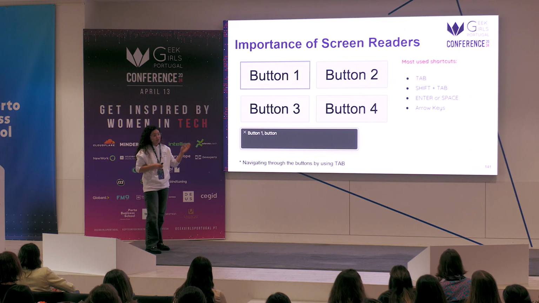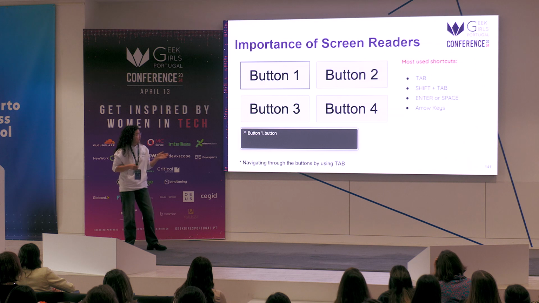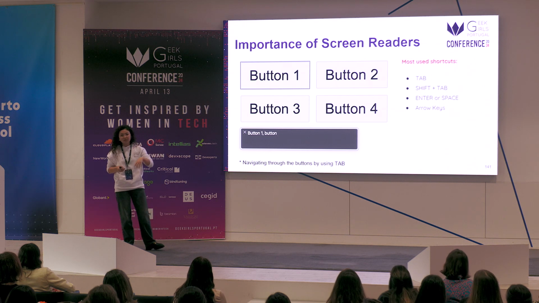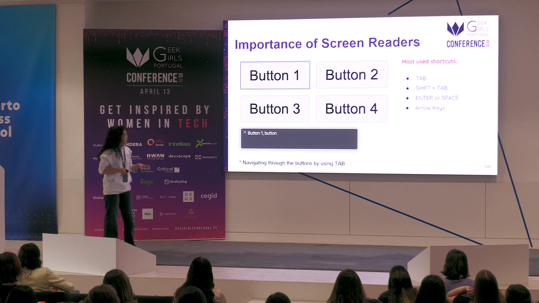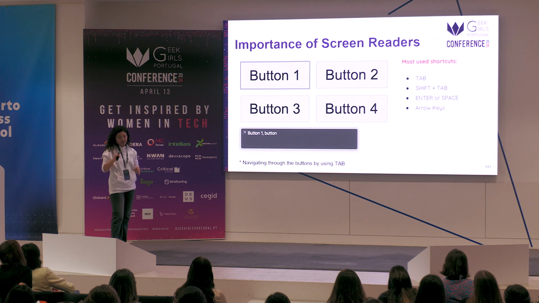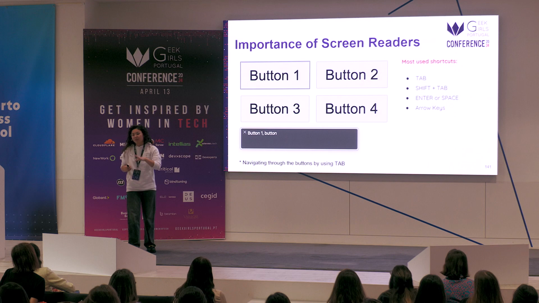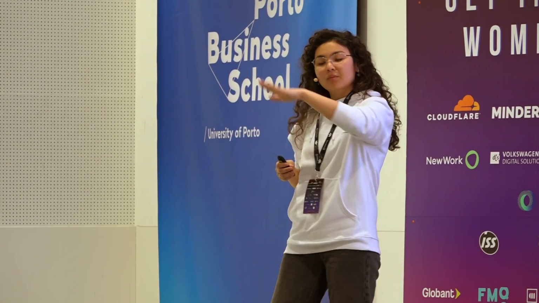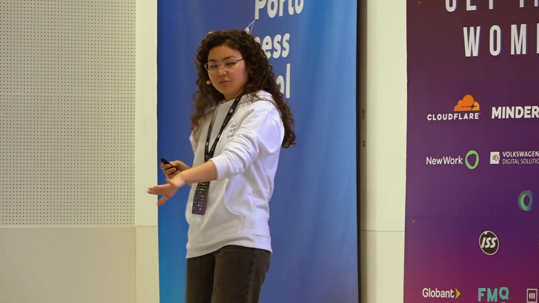When you use a screen reader with a keyboard, you can use these shortcuts. Tab is used to jump from one interactive element to another, like button to button, not text to text. The combination of Shift and Tab is basically reverse tab. Enter and space are used to select an item, and arrow keys are used to navigate throughout the entire content from top left to bottom right.